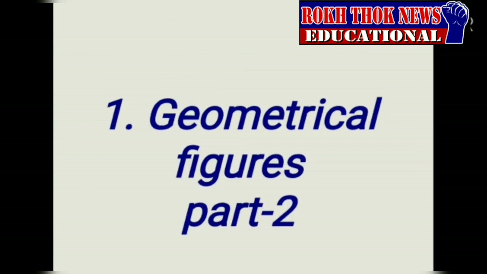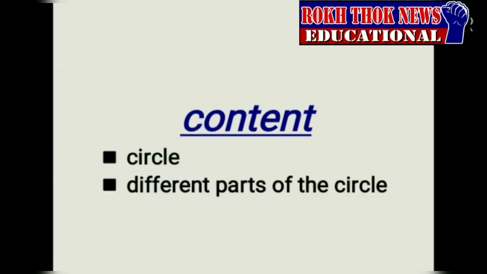Now students, tell me, last time what have we learned? Do you remember, children? Yes, in this chapter we learned angles and the 3 types of angles. And which are they? Yes, right angle, acute angle and obtuse angle. Now our content today is the circle and the different parts of a circle.